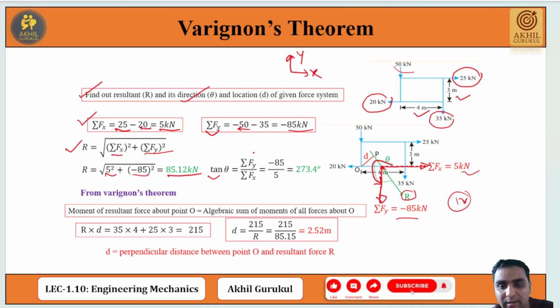the algebraic summation of sigma Fy divided by the algebraic summation of sigma Fx. So it is 273.4 degrees. It lies in the fourth quadrant. It should be greater than 270, which means it lies in the fourth quadrant. मतलब this value is correct. So direction is always measured from the positive x-axis in the anti-clockwise direction. Okay.